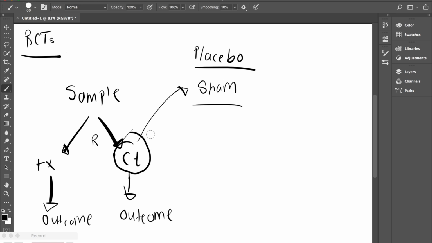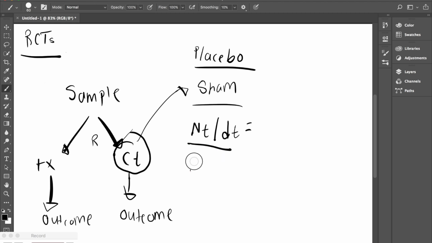We could also have no treatment, which I'll call NT, or delayed treatment, which I'll call DT. Essentially, with no treatment, the person will get the treatment after the study period. Delayed treatment is that they will get the treatment later in the study period. But this is one of our control groups.